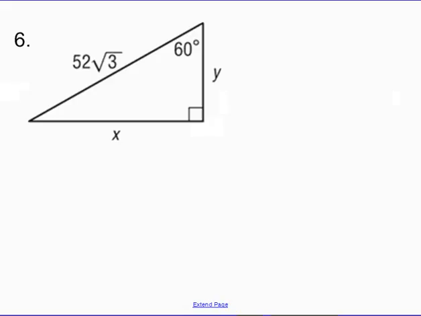Last one. We start with the hypotenuse. I need my short leg. That's always what I'm trying to get. I know the relationship between the hypotenuse and the short leg is double. So if I have the hypotenuse, I need to divide by 2 to get the short.